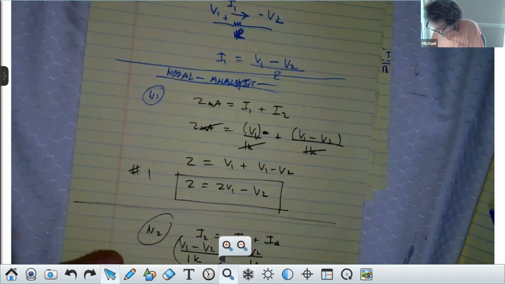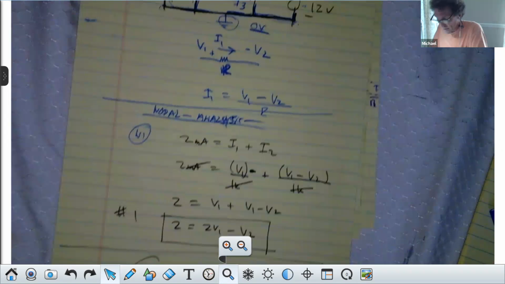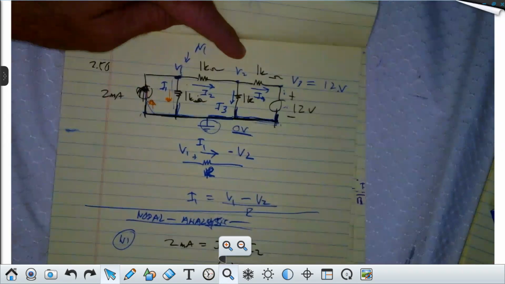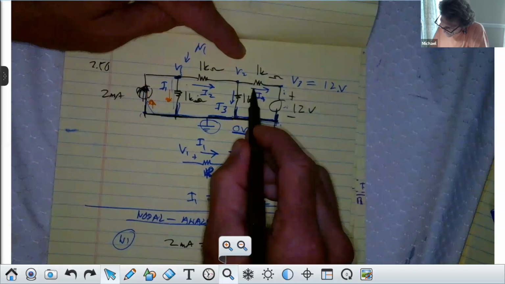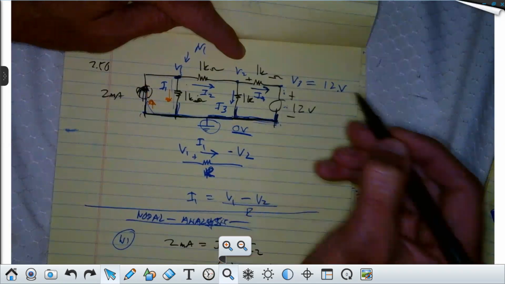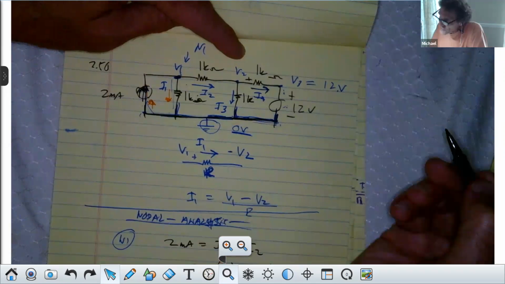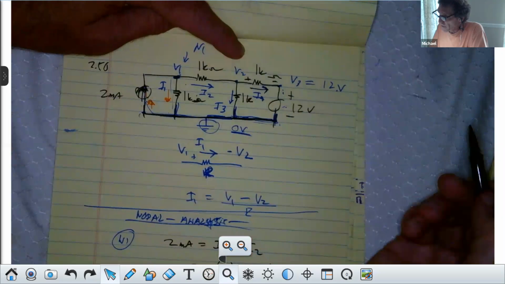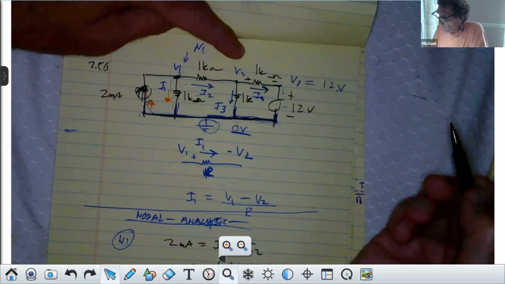Plus what is I4? Take a look. 12 minus V2 over 1,000. I4 is going this way, isn't it? What do we do? Minus 12. Oh, V2 minus 12. Right, the voltage on the side the current's entering minus the voltage on the side the current's leaving. I'm glad you made that mistake. You'll see people make that all the time.